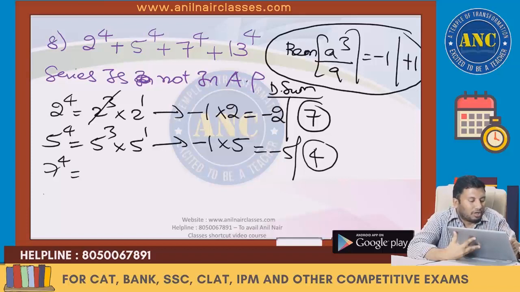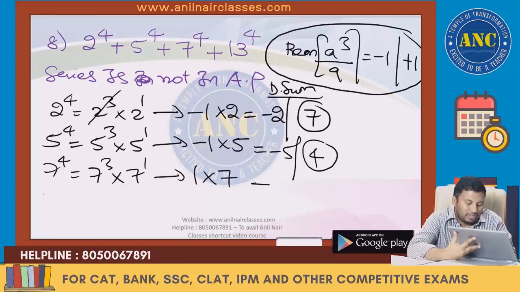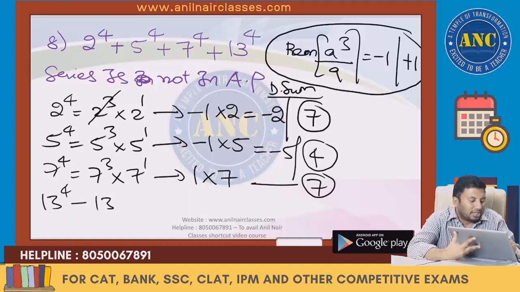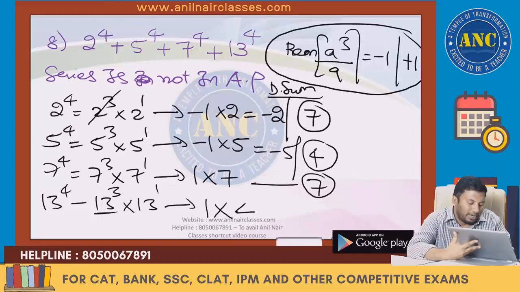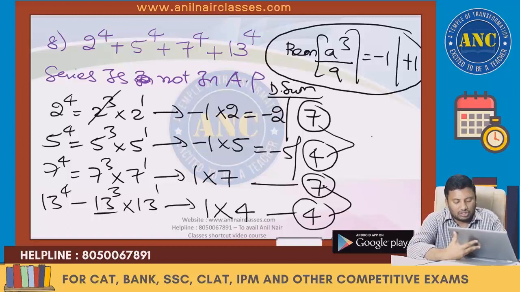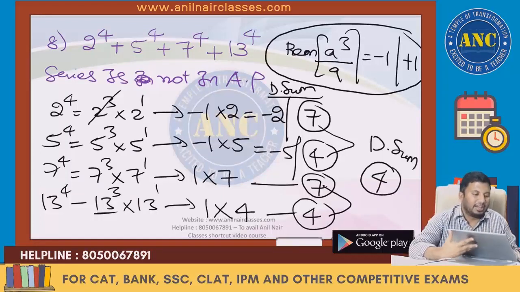7 power 4, no need to solve it. 7 cube into 7 power 1, it is 1 into 7, which is digital sum 7. 13 power 4, 13 cube into 13 power 1. 13 when divided by 9, positive remainder is 4. 4 cube is 64, 1 into 3, 4. 4 plus 7, 11, 2, these also 2. Answer digital sum is 4. I hope the idea is clear.